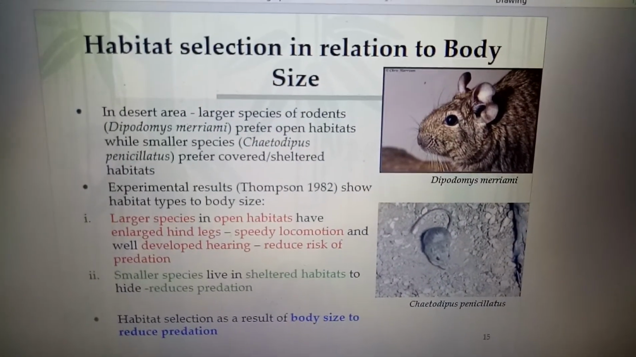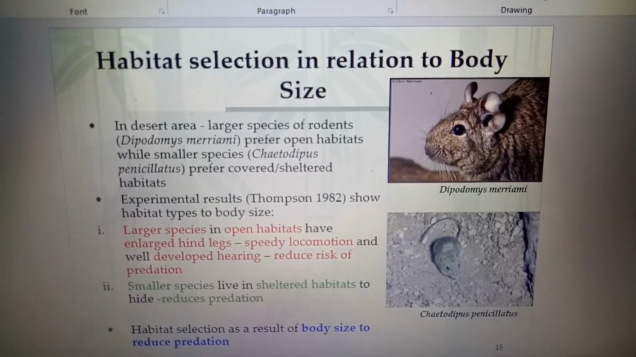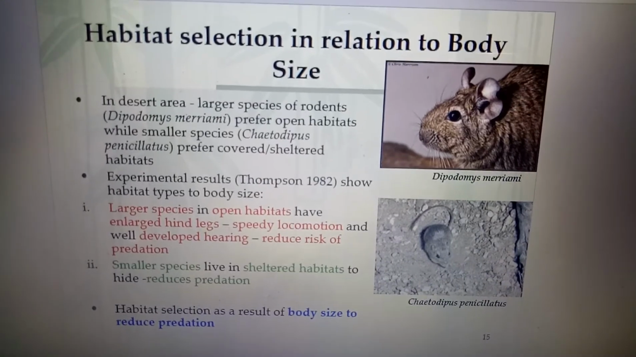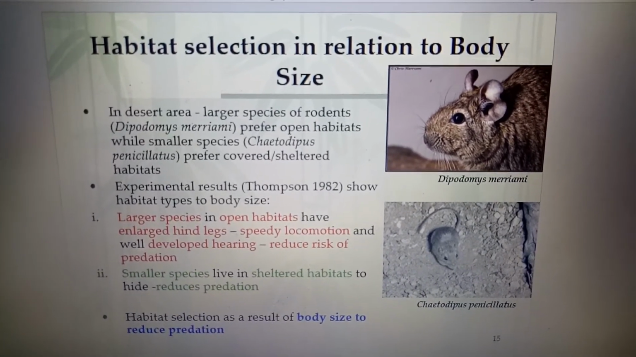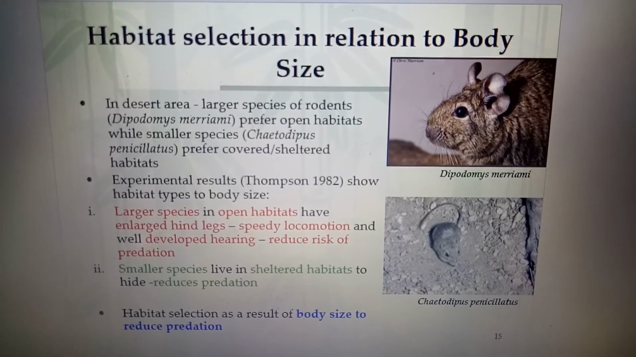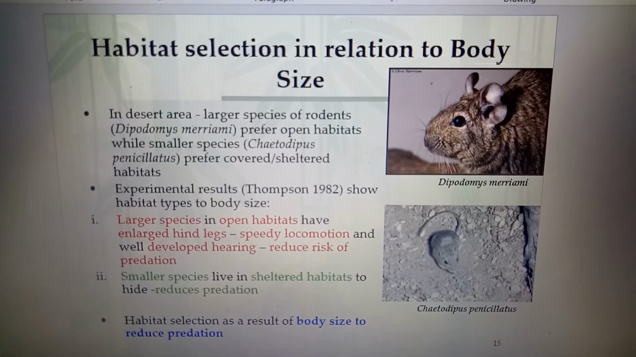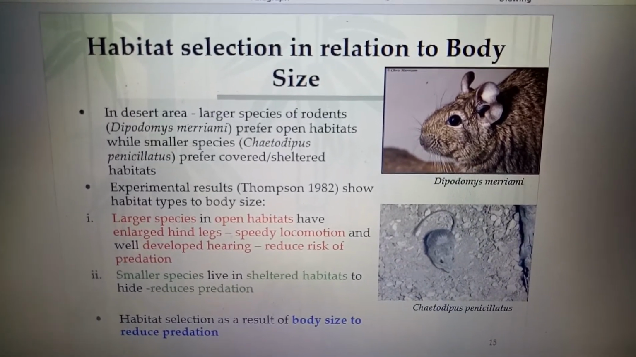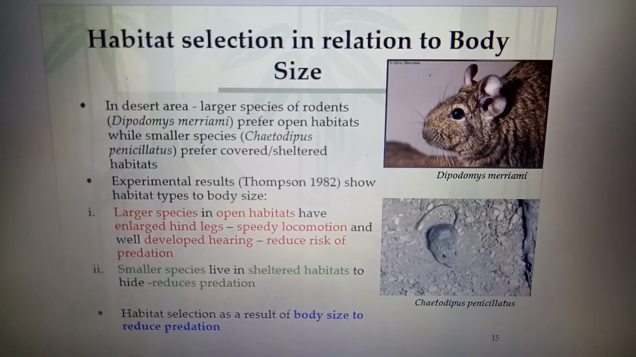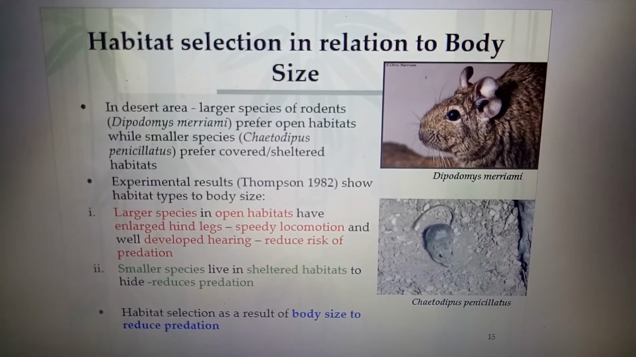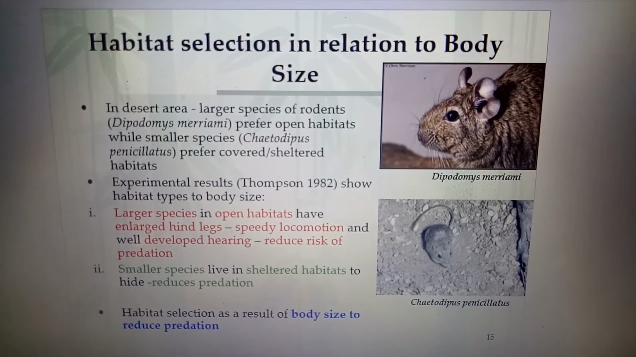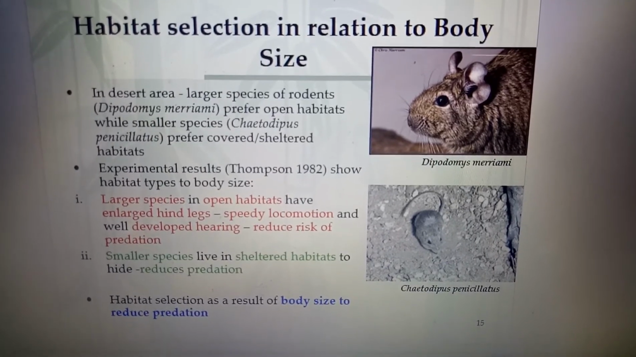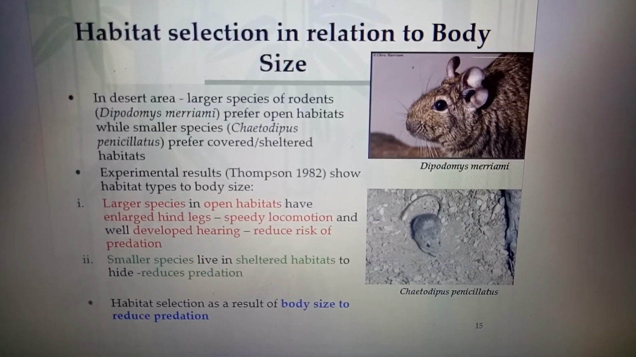Okay, next one is habitat selection in relation to body size. If you look at that, the body sizes are small and big. Especially this one happens in desert. Okay, in the desert area, the larger species of rodent, this is a species of mouse, Dipodomys merriami, prefers open habitats, while the smaller species, Perognathus penicillatus, prefers covered or sheltered habitats. Okay, the experimental result by Thompson in 1982 showed the relation of habitat types to body size.